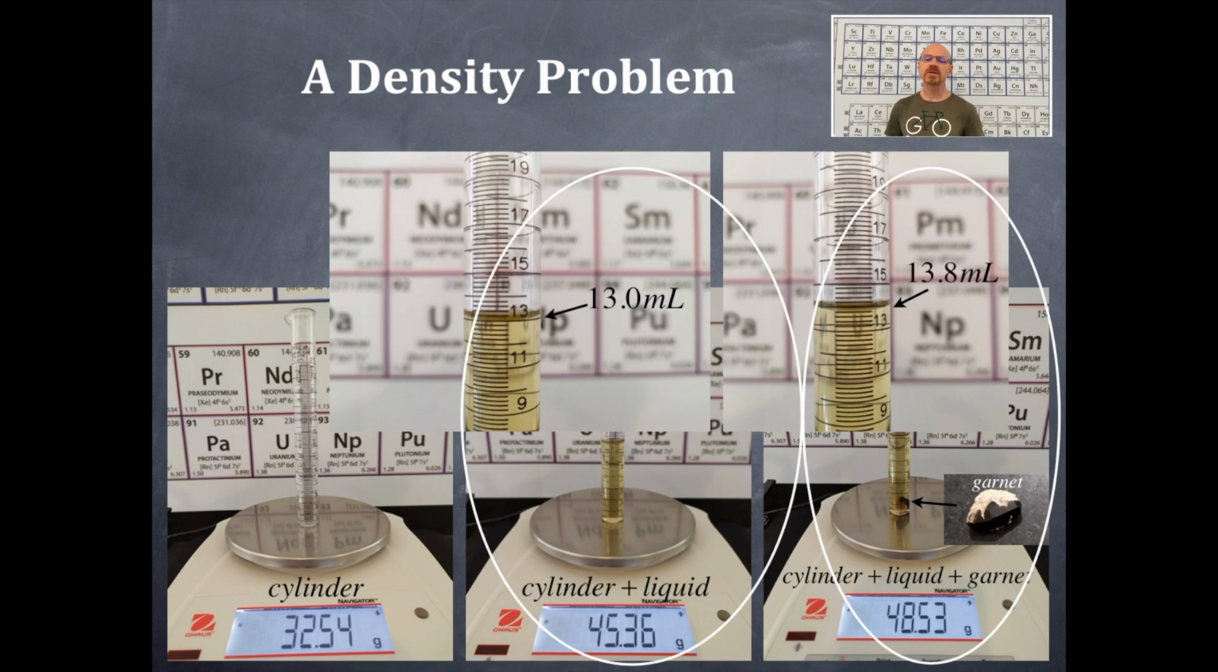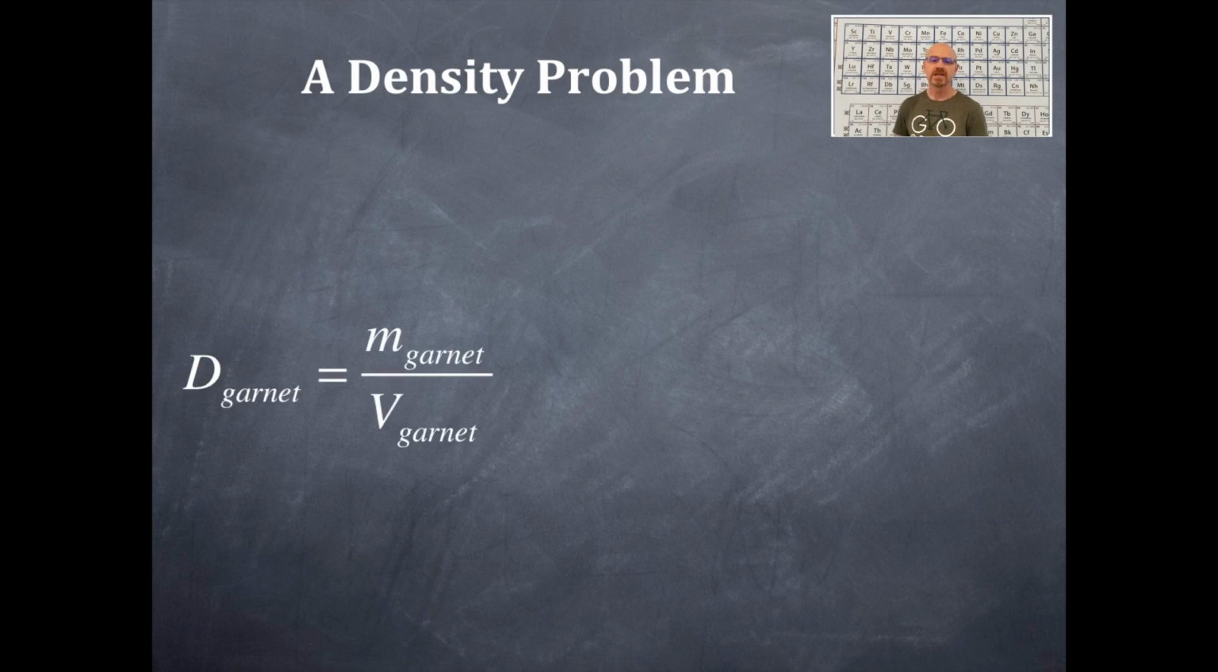All right, so let's do the math on this problem. Refer back to this slide so that you know exactly where the numbers are coming from. So the density of the garnet is equal to the mass of the garnet divided by the volume of the garnet. We're going to get the mass of the garnet, then the volume of the garnet, and then divide those two numbers.